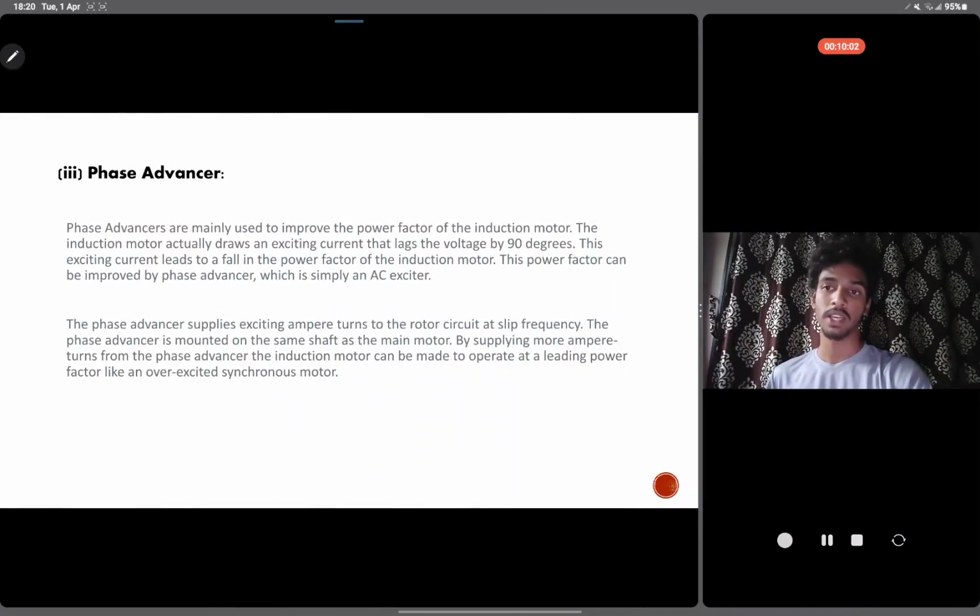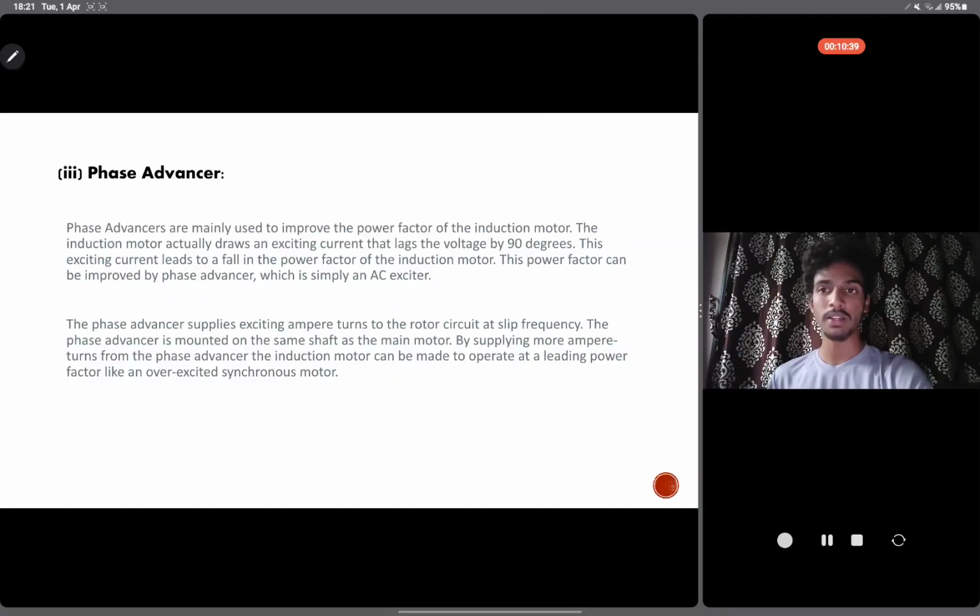And the last method is phase advancer. The phase advancer is mainly used to improve the power factor of the induction motor. We can say this phase advancer merely works for the induction motor. The induction motor actually draws an exciting current that lags the voltage by 90 degrees. We connect this phase advancer to produce leading current to improve the power factor of the induction motor. The power factor can be improved by the phase advancer which is supplied by an AC exciter.